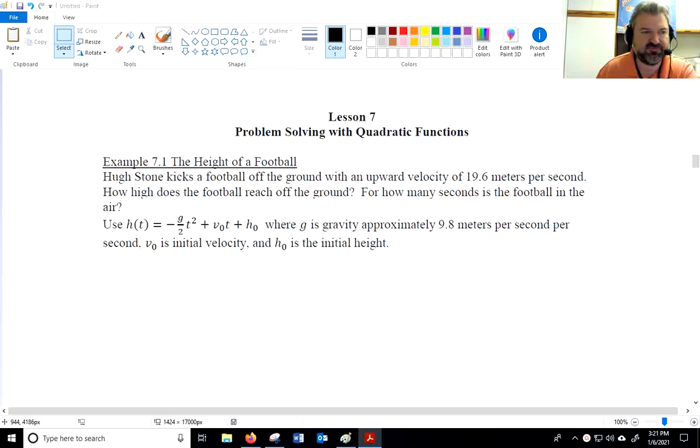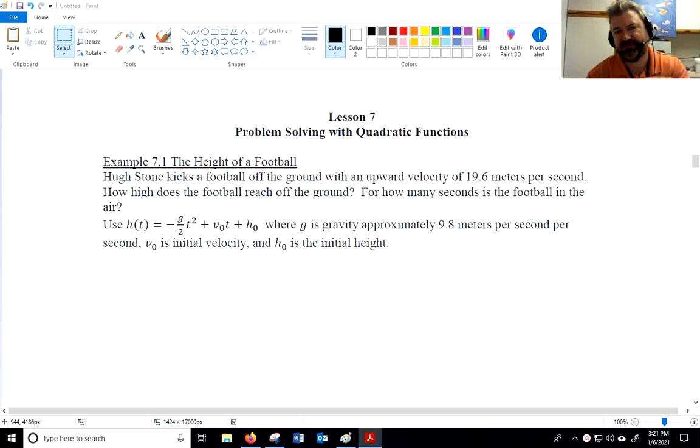All right, welcome back to our last lesson in Unit 6 of Algebra 2. Now, Unit 6 has been all about quadratic functions, and we've looked at solving equations, we've looked at graphing them, we've looked at zeros, we've even looked at inequalities. So we're going to finish off this discussion by problem solving.